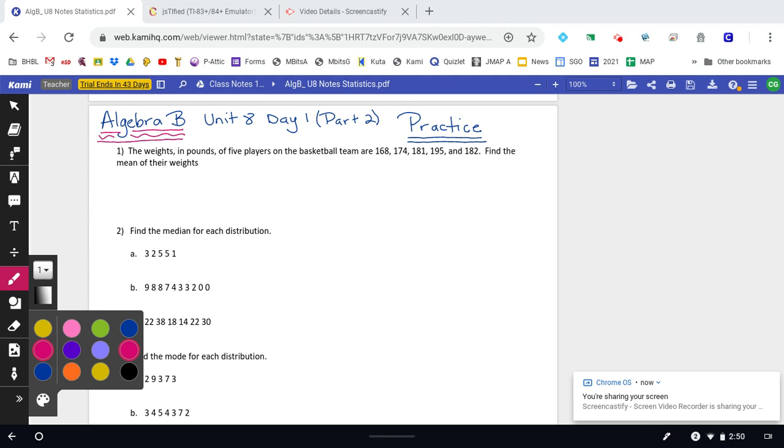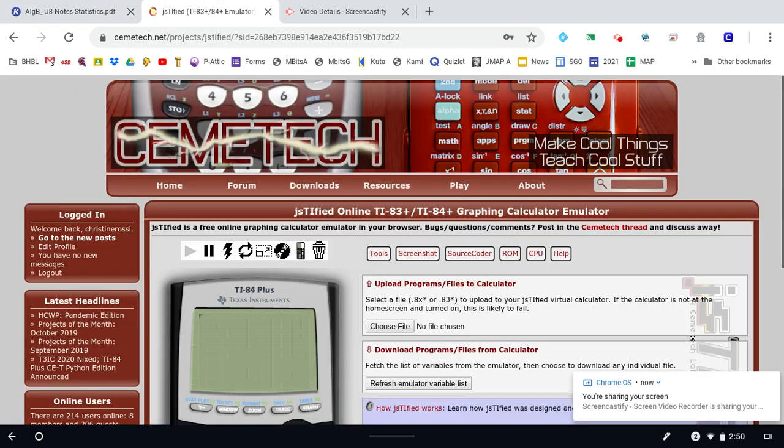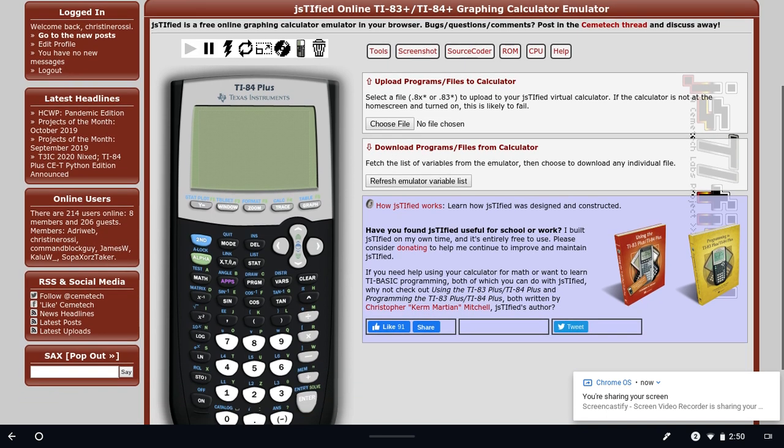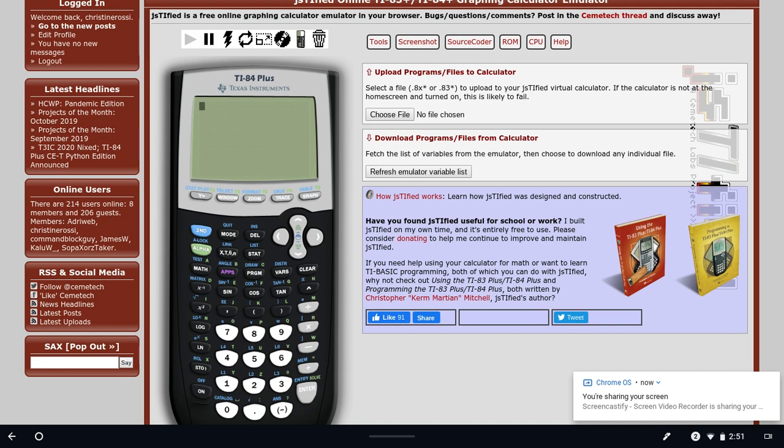Everyone, this is going to continue part 2 of our Unit 8, Day 1 notes in statistics. So we've been talking about measures of central tendency, things like the mean, the median, the mode of the data. In the last video, we did all of this by hand. Now, in real life, no one's going to do all of this by hand. So we're going to pull out our calculator, and I'm going to show you how to enter the data into the calculator.